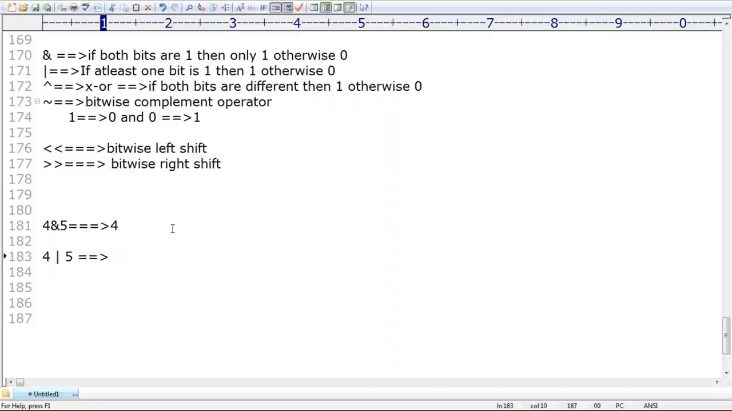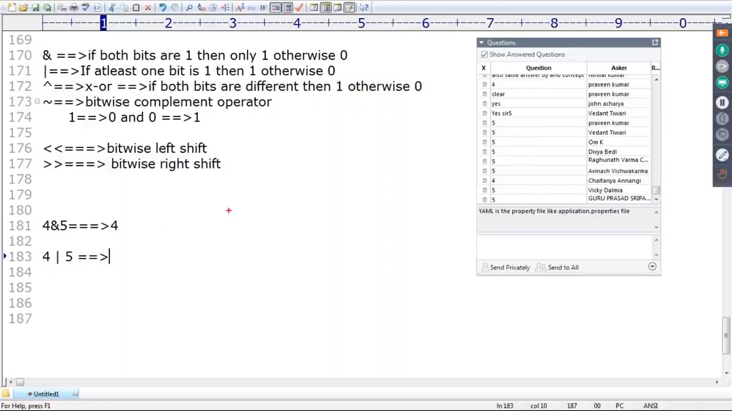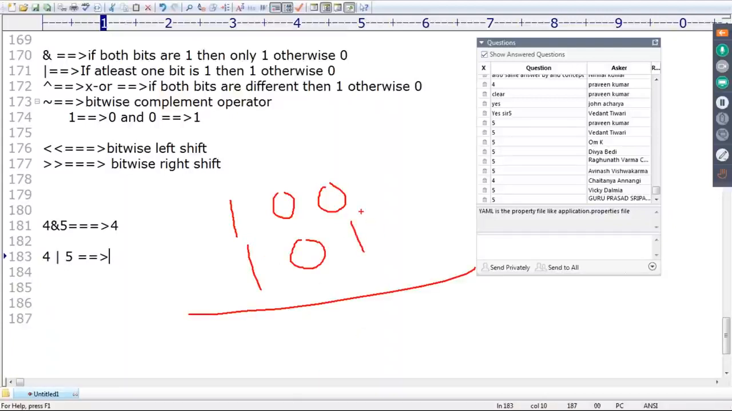Okay, 4 or 5. Can you please observe? 4 means 1 0 0. 5 means 1 0 1. Now OR operator: 0 or 1, at least 1 is there. 1 or 0.